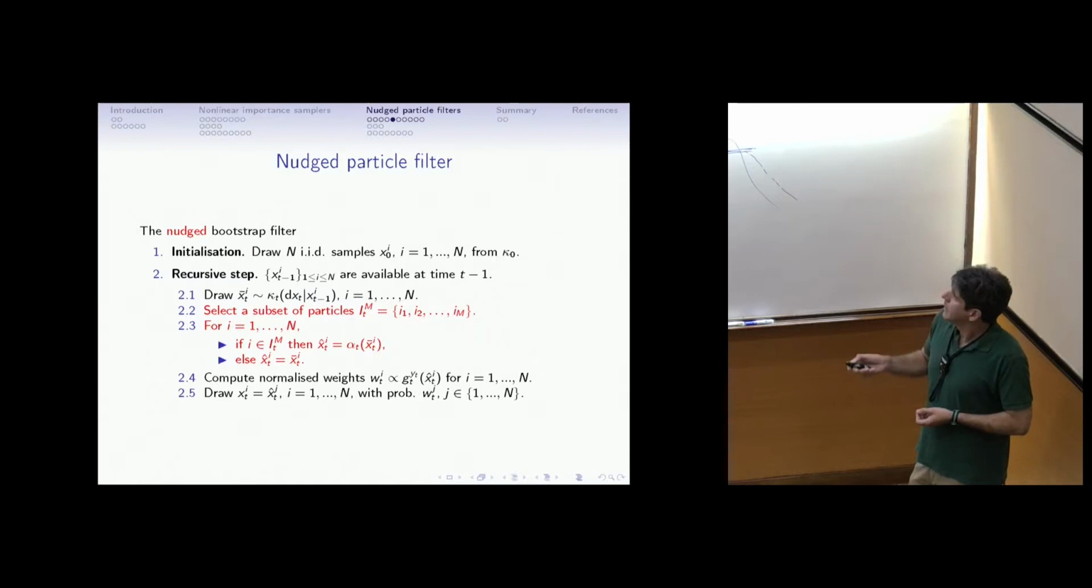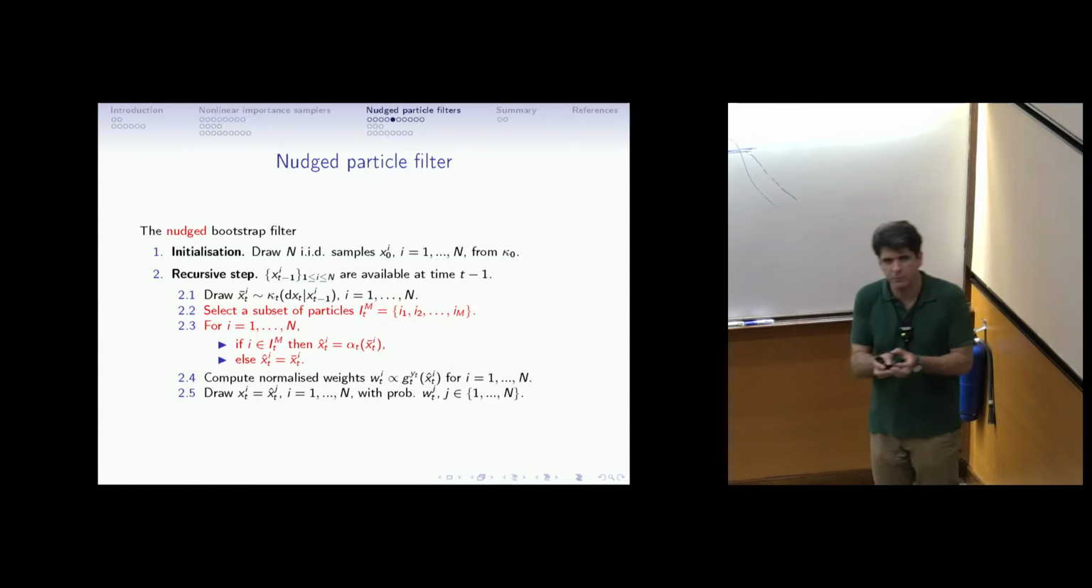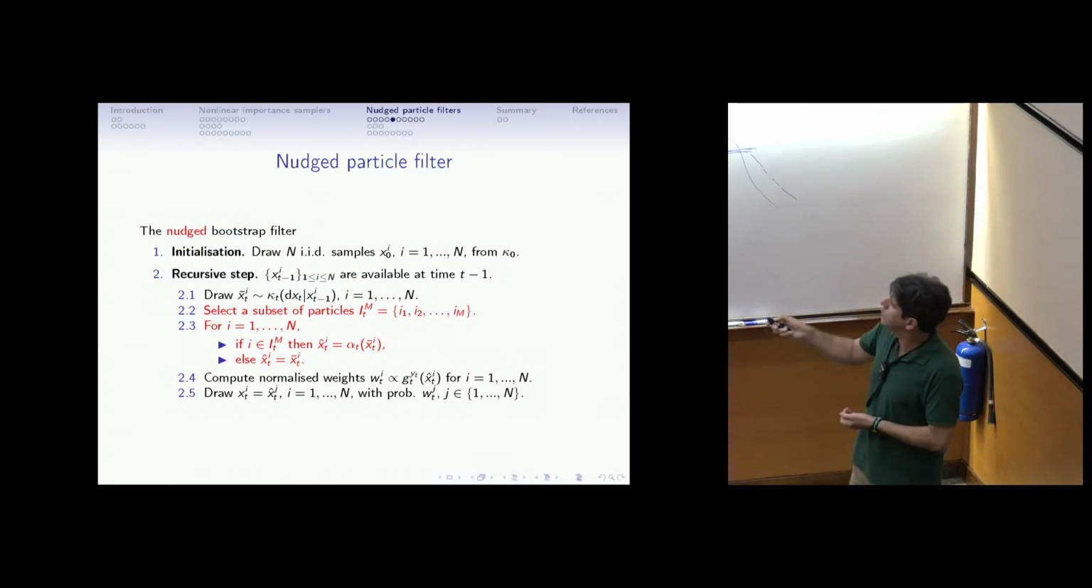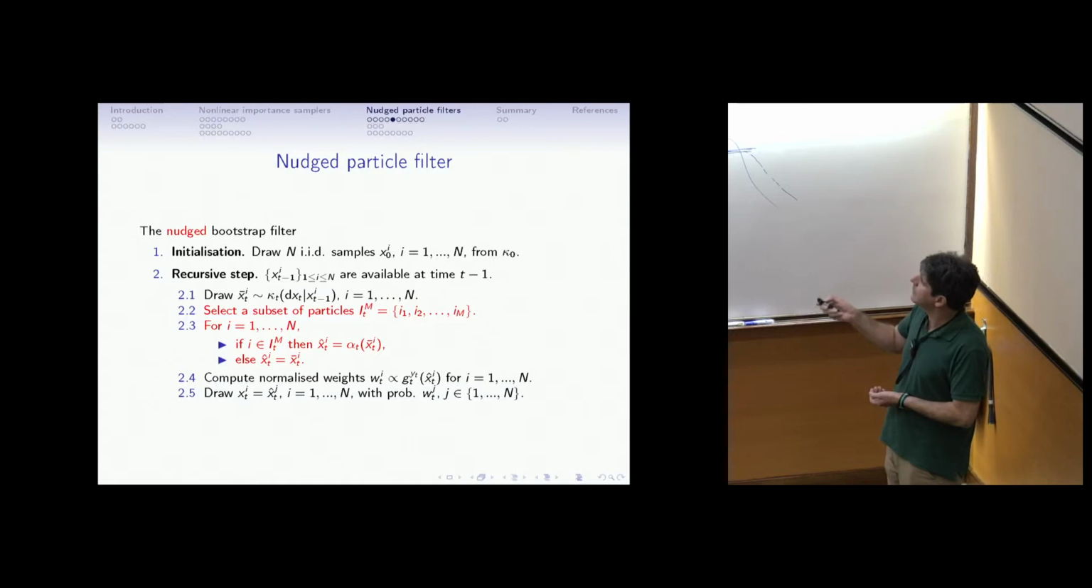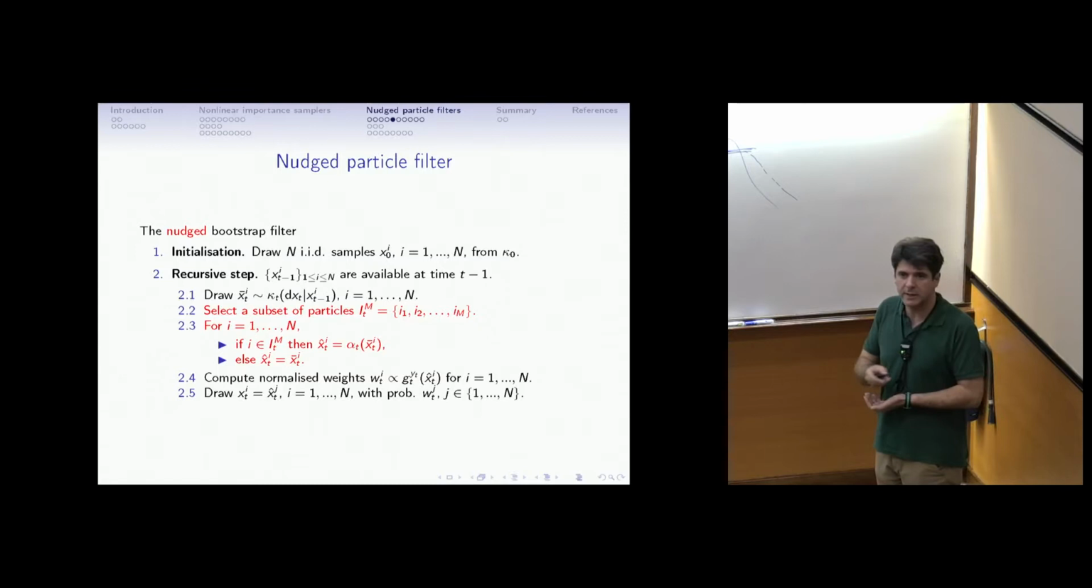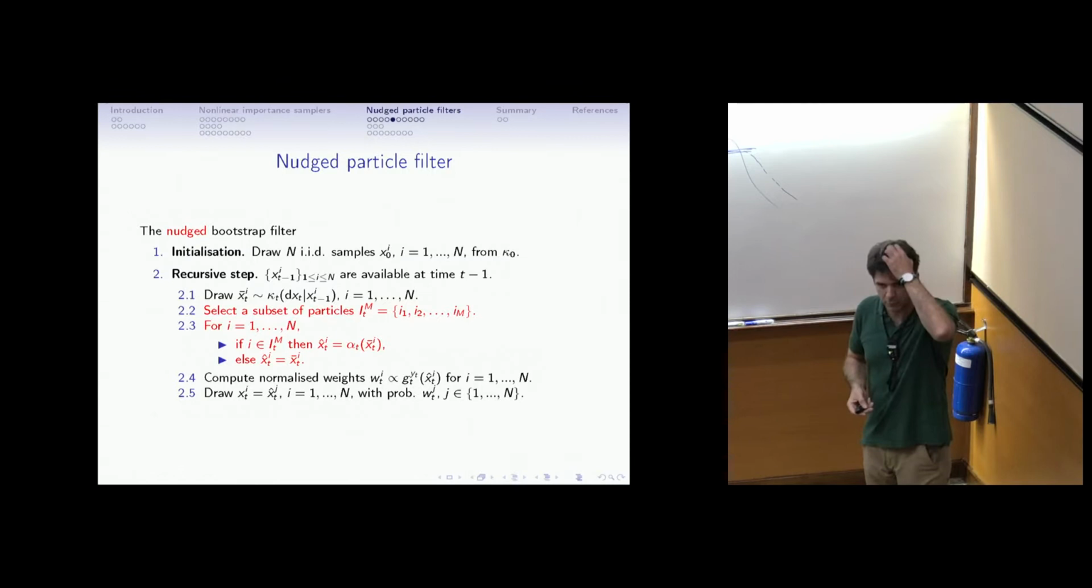And then for every index in this set of selected ones, I take the position of the particle and I change it using some map alpha. So I take a subset of my particles, I just move them, I just push them. Then I compute normalized weights and I resample. The weights here do not take into account the transformation. Okay? So again, the weights are not proper. And again, I'm introducing additional error in my Monte Carlo representation, same as before.